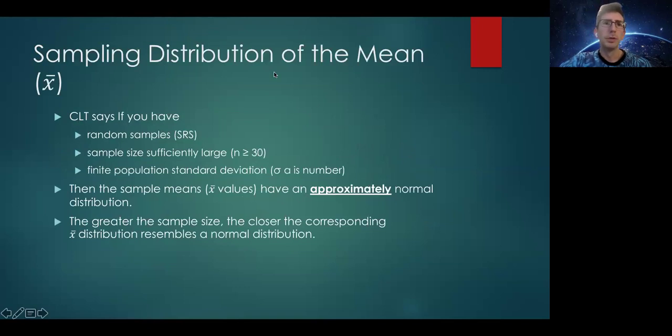So the sampling distribution of the mean basically says that if you have a simple random sample and a sufficiently large sample size, usually we take n greater than or equal to 30, and a finite population standard deviation, basically saying that your standard deviation is a number, then your sample means will have an approximately normal distribution. And the greater the sample size, the closer the corresponding X bar, or sample mean, distribution resembles a normal distribution.